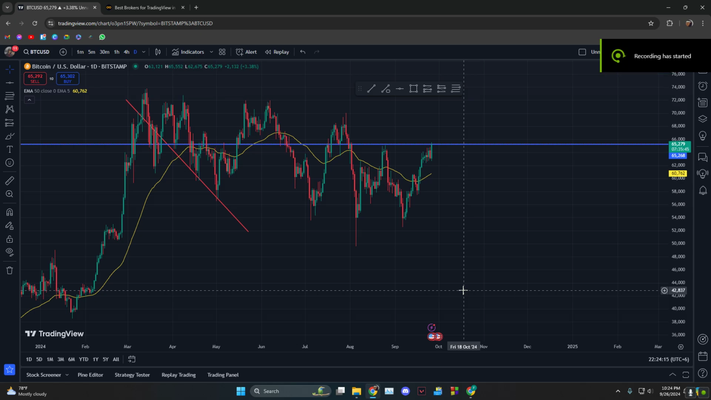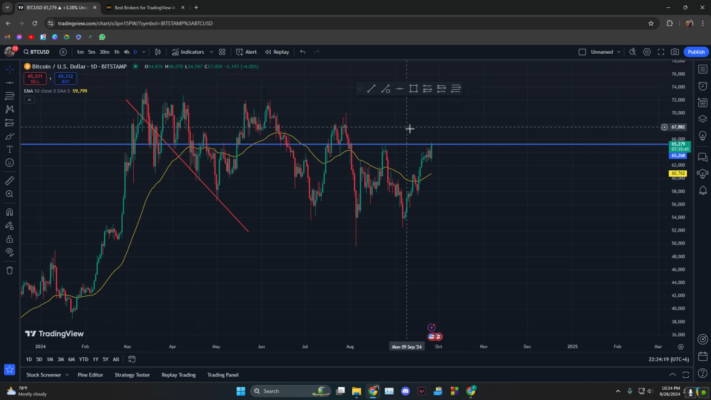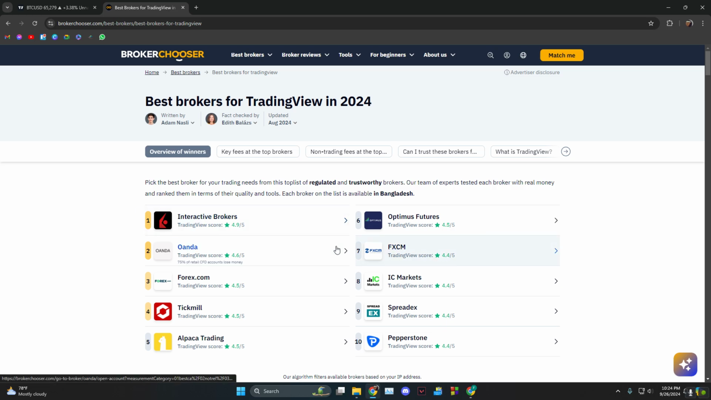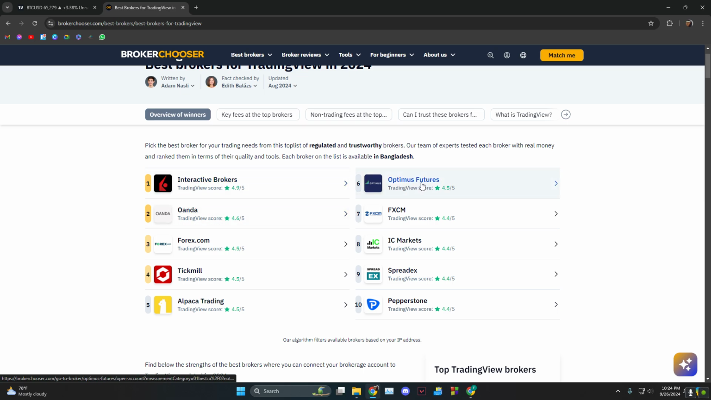Today I'm going to tell you guys how to put money on TradingView. So as you know, TradingView is just for seeing the current market price of any currency or coin, but you cannot directly trade with it unless you connect with a broker. The brokers that allow you to trade directly with TradingView are Interactive Brokers, Optimus, and then forex.com.